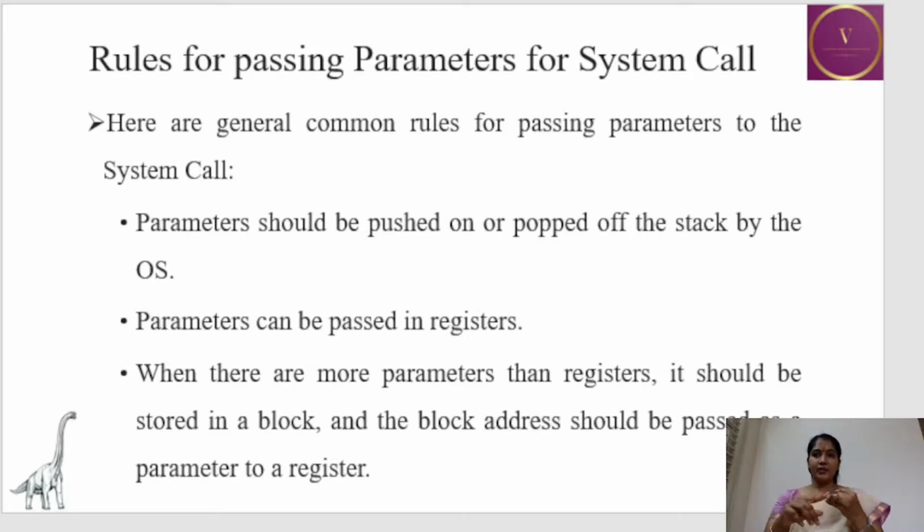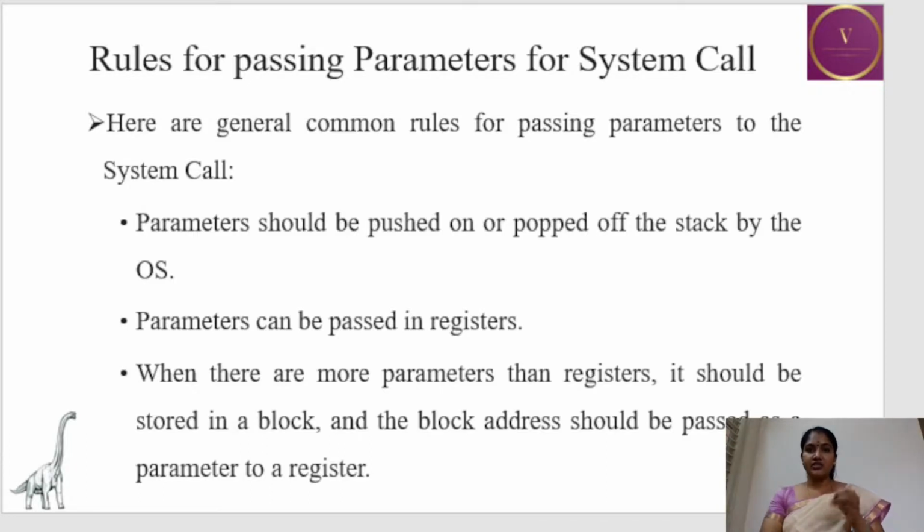The next one is that parameters can be passed in registers. So if there is a parameter, you can pass it in the register. And the third one is, when there are more parameters than registers, they should be stored in a block, and the block address should be passed as a parameter in the register. If there are more parameters, you have to store them in a table or block in memory, and send the address of the block in the register as a parameter.